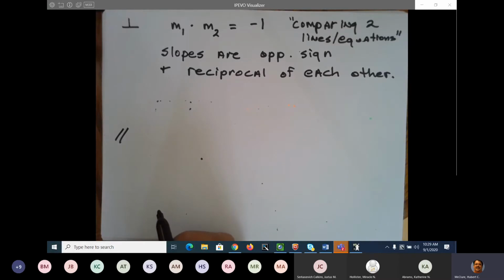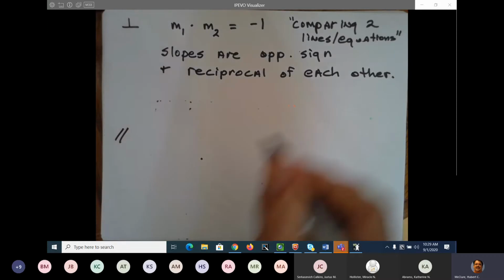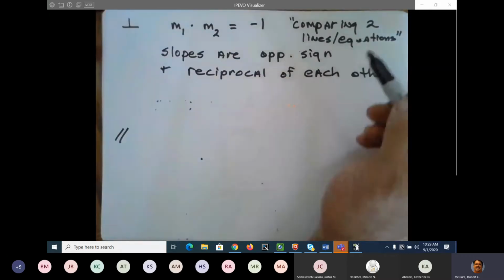Now, the 2 lines can be, one's an equation, the other one is 2 points. It could be one is 2 points, the other one is 2 points, or one is a line, the other is a line, and you have to do the actual mathematics. But you will be comparing 2 lines some way, somehow.